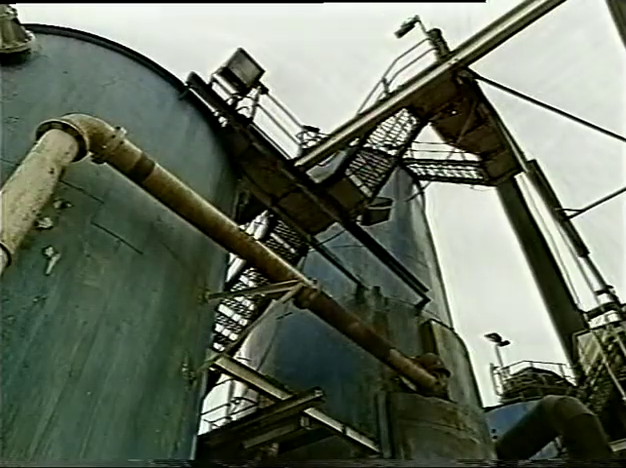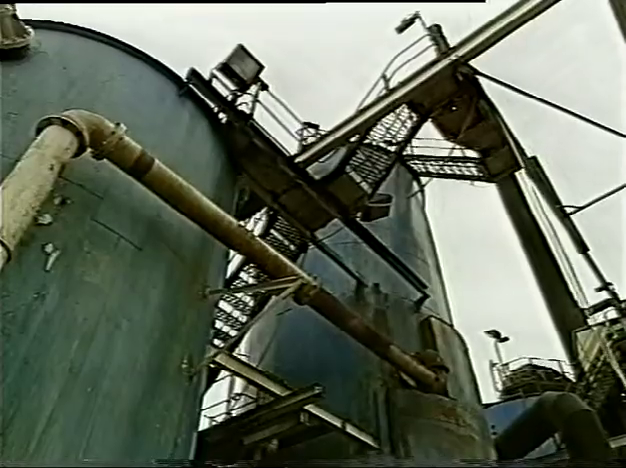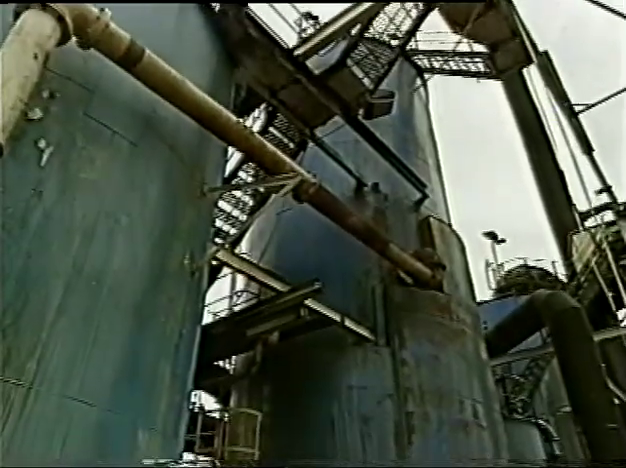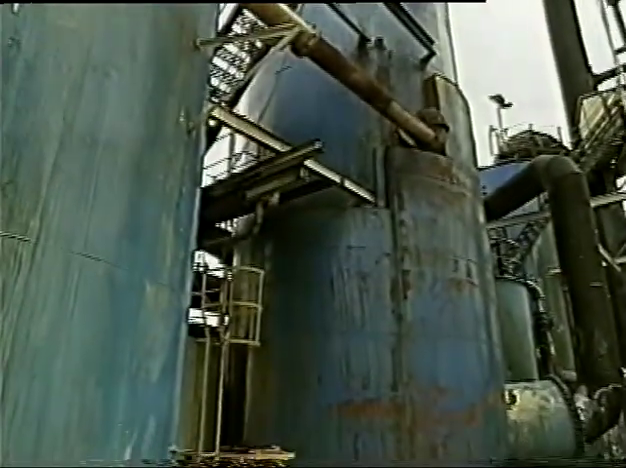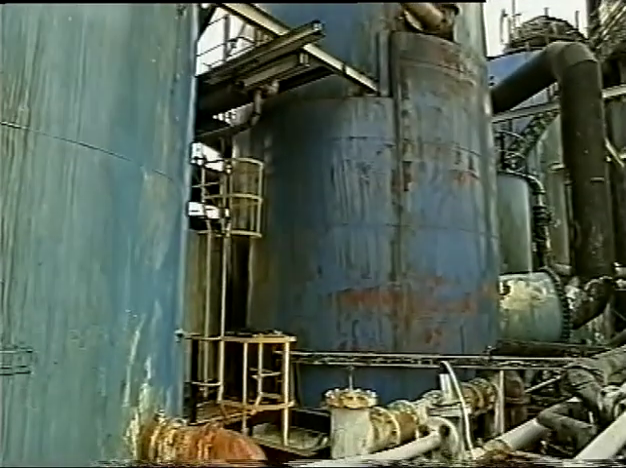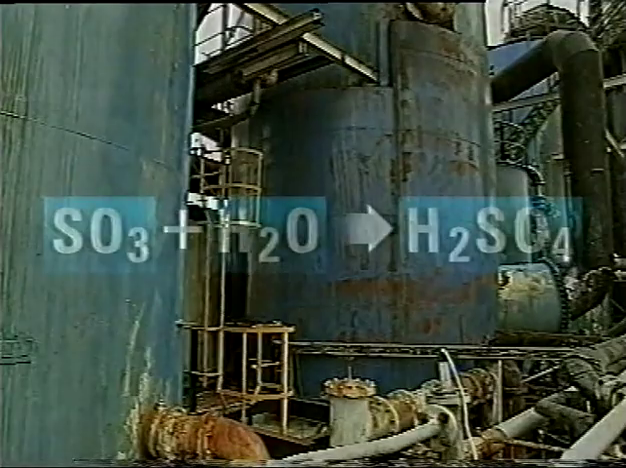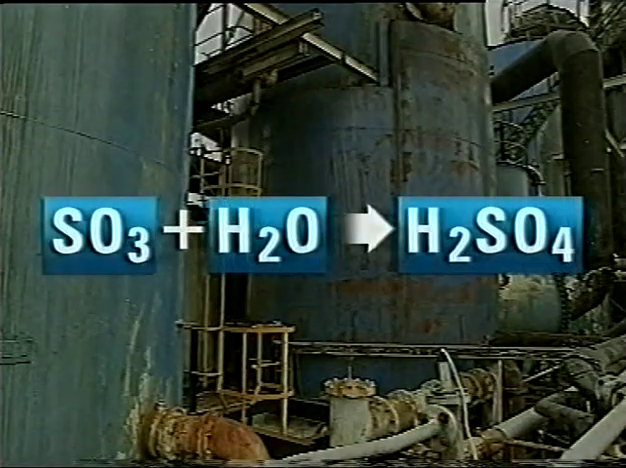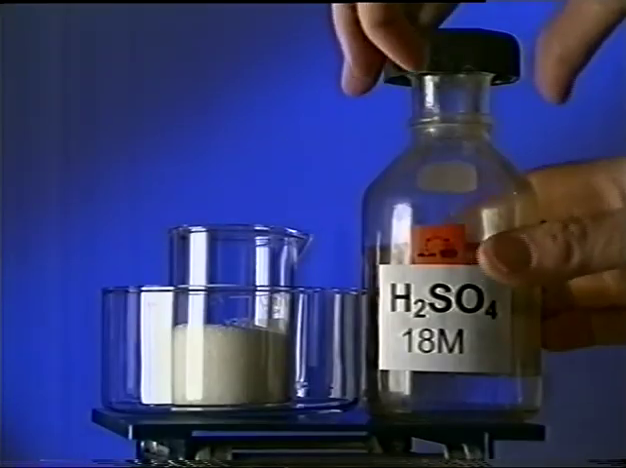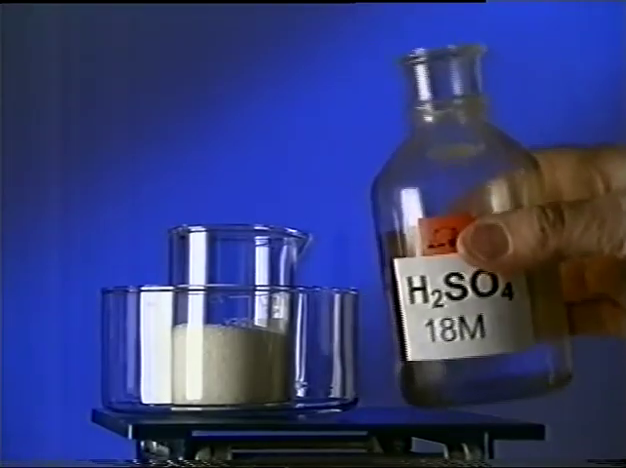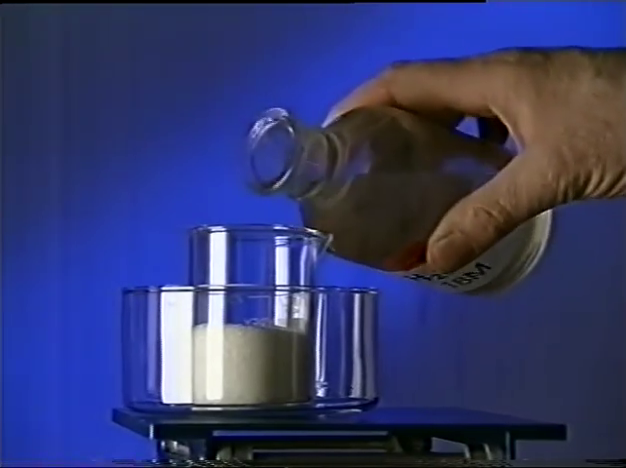In the final step, sulphur trioxide gas flows into the bottom of an absorbing tower. Here it meets a solution of ready-made sulphuric acid. The sulphur trioxide reacts with the water in the solution to produce even more sulphuric acid. Sulphuric acid has many uses in industry.